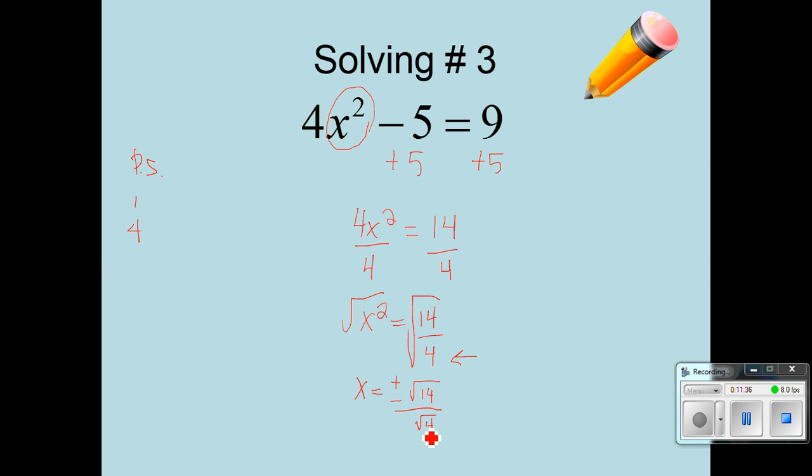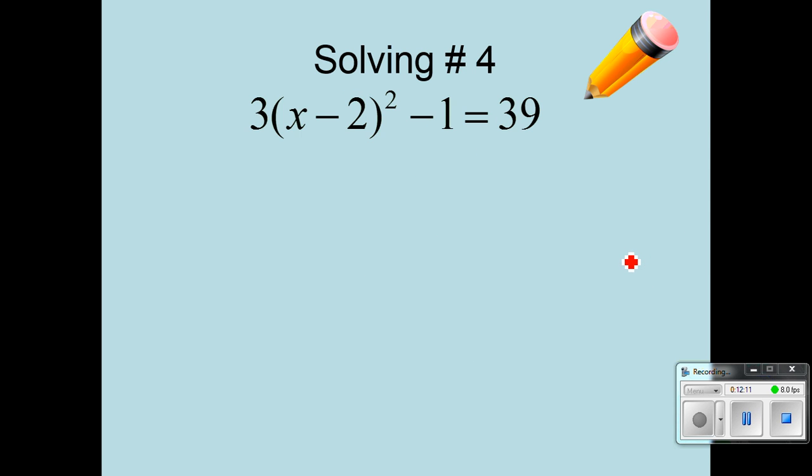And now, what would be my solutions? My solutions would be plus or minus the square root of 14 all over what is the square root of 4? 2. And if you reduce this to 7 halves, then you have to rationalize your denominator. And we will be talking about rationalizing your denominator. But if I don't need to rationalize my denominator and I can leave it as a perfect square, I am most certainly going to leave it as a perfect square. All right, now let's do another one.